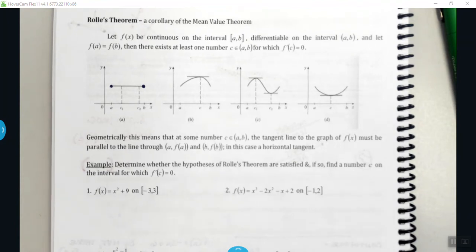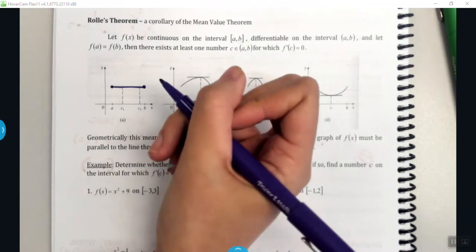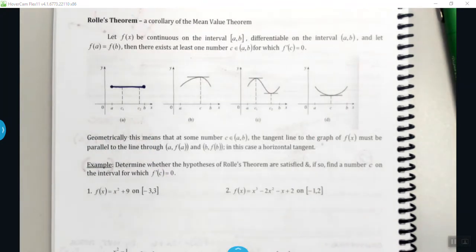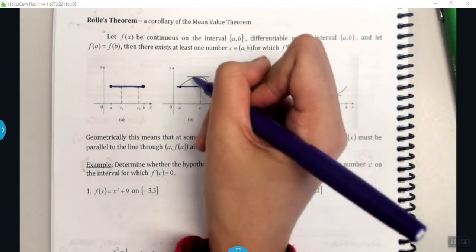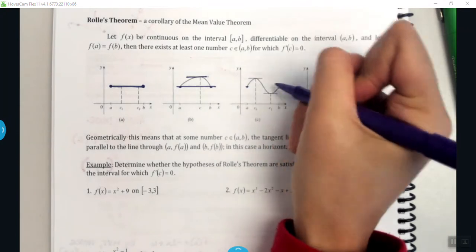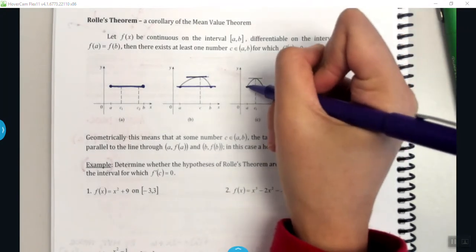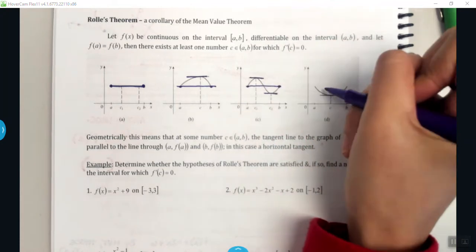But that makes sense, right? Because what's the slope of your secant line? 0, right? And by Mean Value Theorem, if your instantaneous rate of change equals your average rate of change, and your average rate of change is 0, then your instantaneous rate of change will also be 0. So Rolle's is the same as Mean Value, but it just tells you that your secant slope is 0. So he made his own.